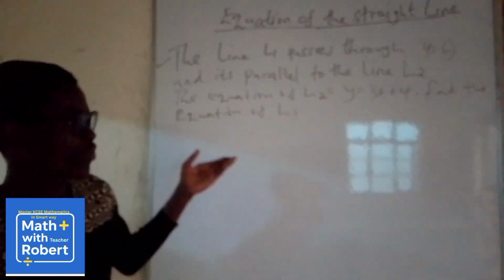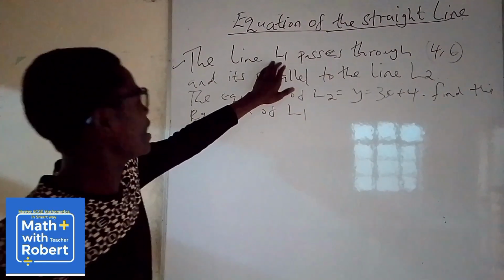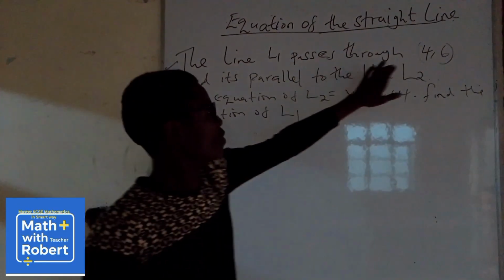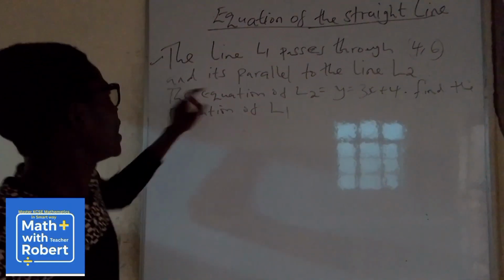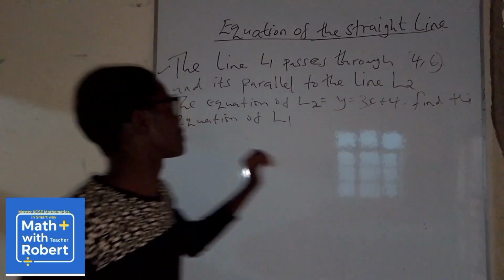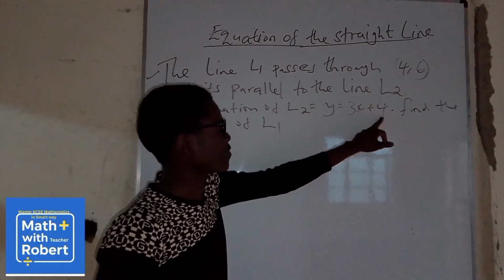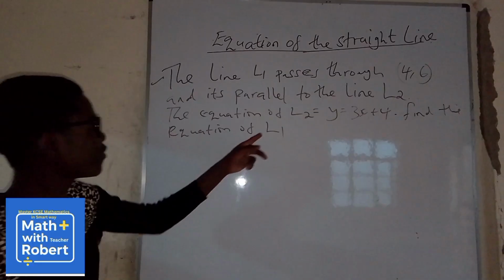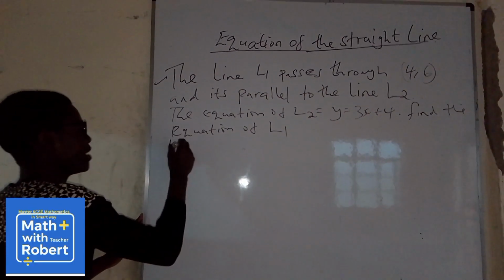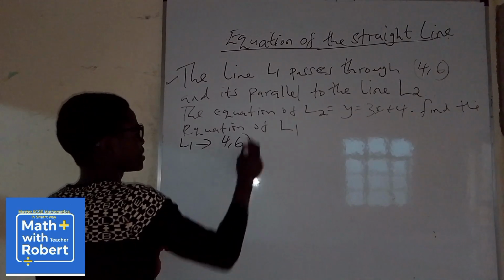Let's work out this question. The question says that the line L1 passes through (4, 6) and is parallel to the line L2. The equation of L2 is y equals 3x plus 4. Find the equation of L1. So L1 passes through (4, 6).